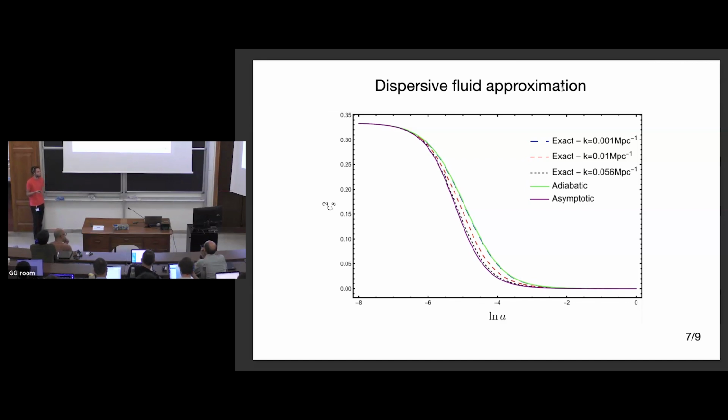which I'm calling the asymptotic in this curve. So the sound speed is adiabatic on large scales, but then asymptotes to some analytic formula that can be easily computed on small scales. And the claim is that once you account for the dispersive nature of this fluid, the fluid approximation works much, much better.